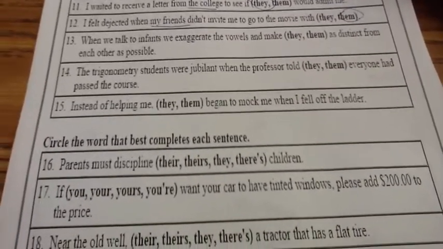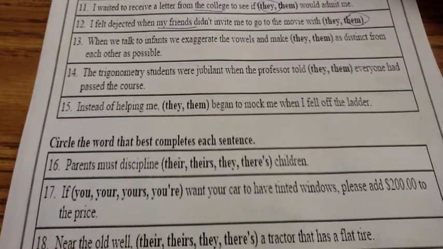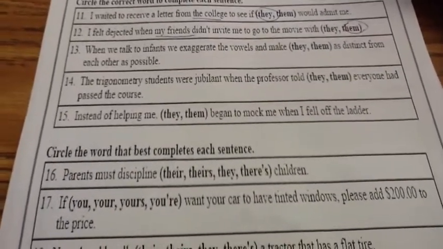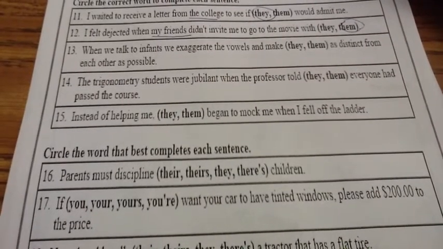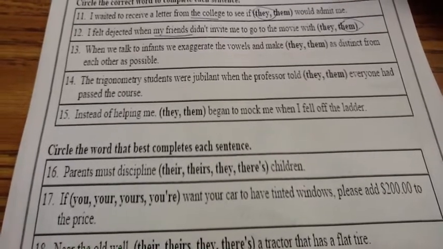Let's see if you can do the next three on your own. When we talk to infants, we exaggerate the vowels and make they as distinct from each other as possible, or when we talk to infants, we exaggerate the vowels and make them as distinct from each other as possible. Which one is correct in this sentence?